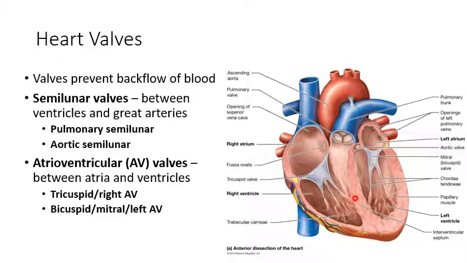On the right side of the heart, you have the pulmonary semilunar valve, which is separating the right ventricle from the pulmonary trunk. You also have the right atrioventricular valve, which is also called the tricuspid valve because it has three cusps, separating the right atrium from the right ventricle. Then on the left side of the heart, you have the aortic semilunar valve, separating the left ventricle from the aorta, coming out here. And then between the left atrium and the left ventricle, you have the left atrioventricular valve, also called the bicuspid valve because it has two cusps, or the mitral valve.